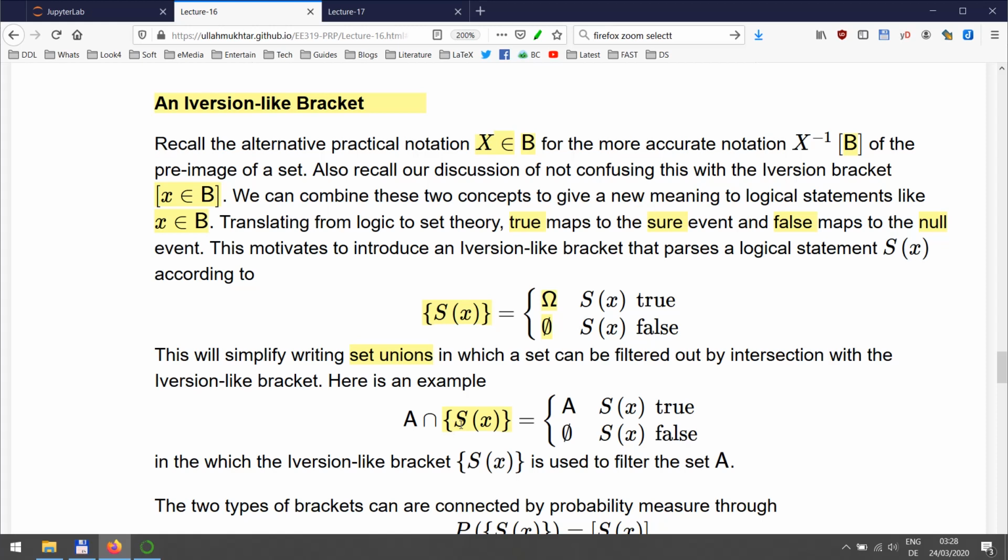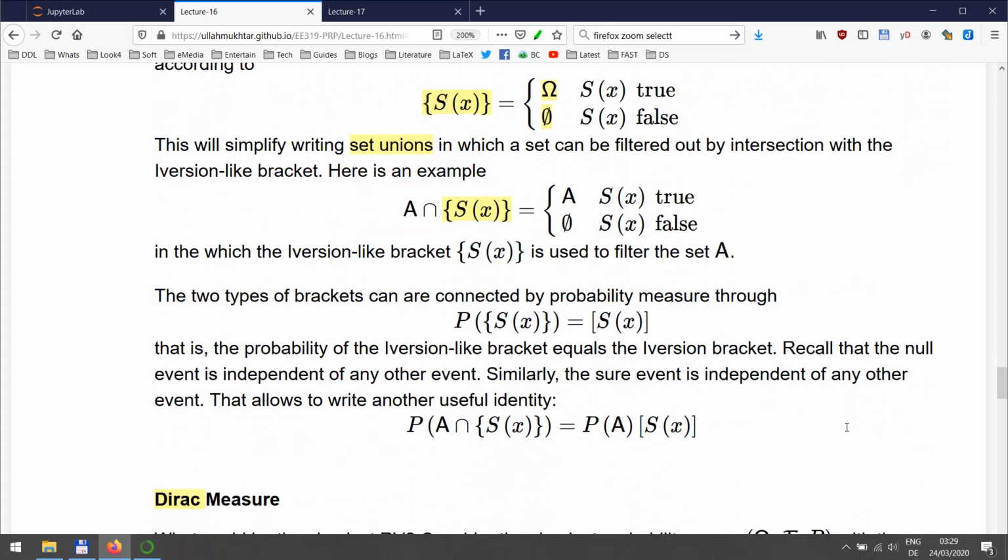But if that is false, the Iverson-like bracket will give me an empty set, and A intersection empty set will be the empty set. Now remember, in a set union, if you see the empty set, you simply ignore it because it will not change the rest of the expression. So this is how you can filter A by the Iverson bracket.